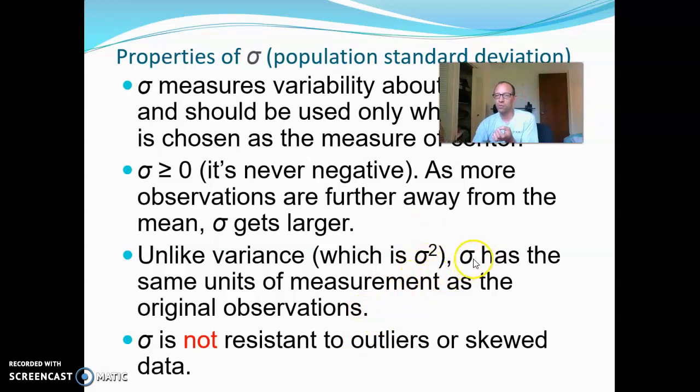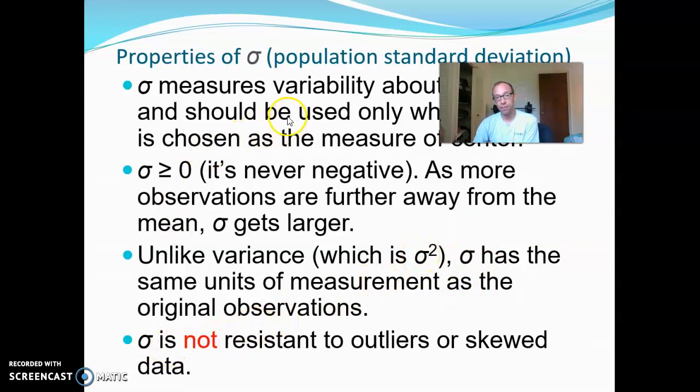And because we want to deal in the original units, it doesn't really make sense to talk about someone's weight in terms of squared pounds. Just talking in terms of pounds makes much more sense. That's why we typically use the standard deviation instead of talking too much about variance.